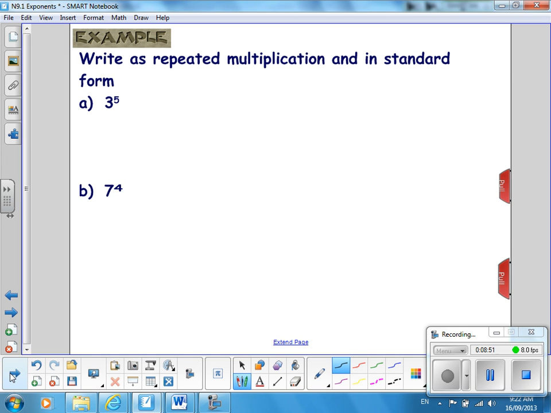So this time we want to write as repeated multiplication and then in standard form. So 3 to the exponent 5. The base is what gets repeated. The exponent tells us how many times we repeat it. So our base was 3, the exponent was 5, so it gets repeated 5 times. And then in standard form, it's 243.